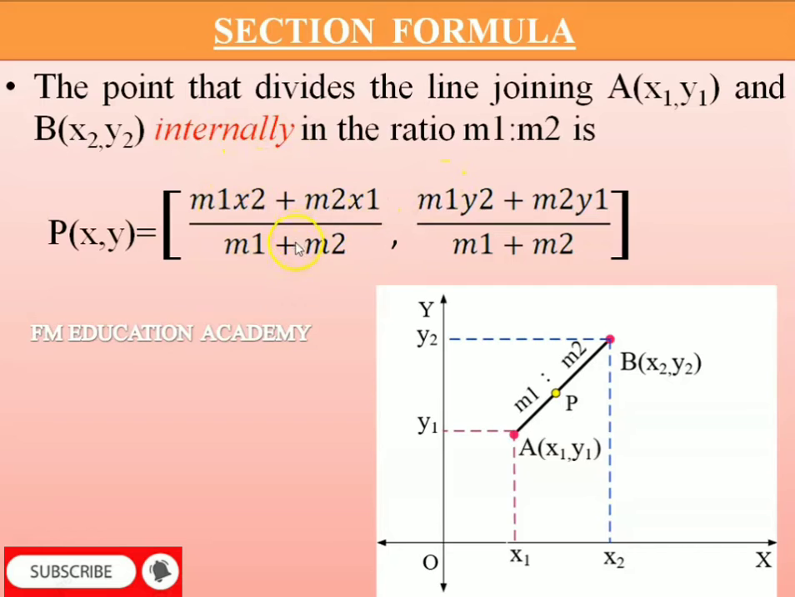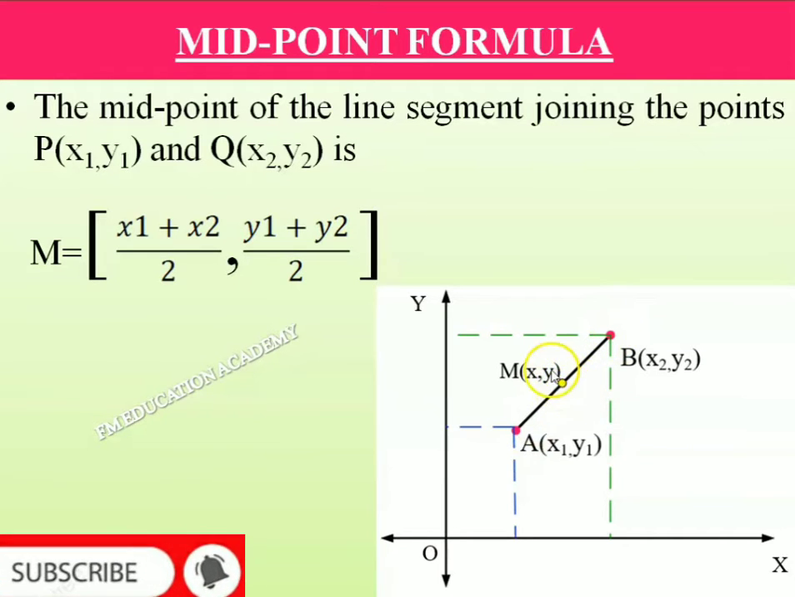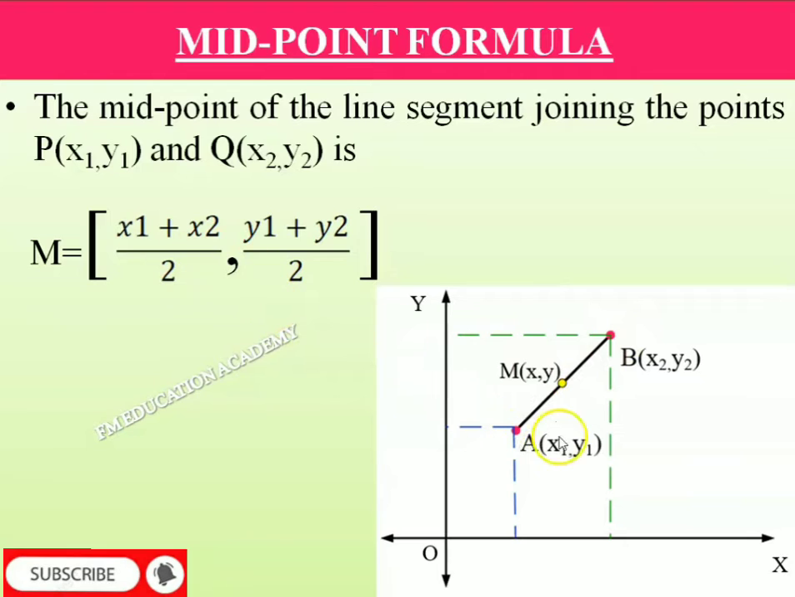That is (m1 x2 plus m2 x1) by (m1 plus m2), comma, (m1 y2 plus m2 y1) by (m1 plus m2). Next formula is the midpoint formula. This is also very interesting and my most favorite formula. Here we need to find the middle point of the line segment AB. The middle point or the geometrical center of the line AB is given by (x1 plus x2) by 2, as we have 2 points and it is a midpoint, comma, (y1 plus y2) divided by 2. Very easy to learn, right?